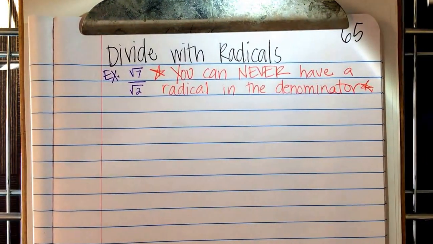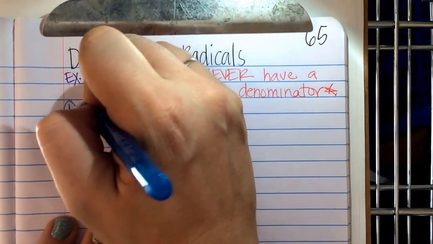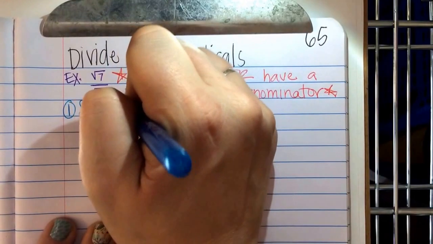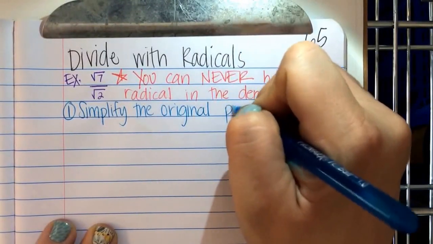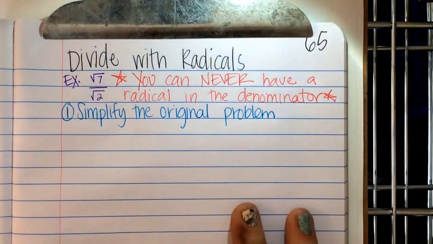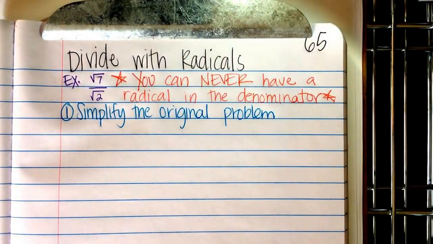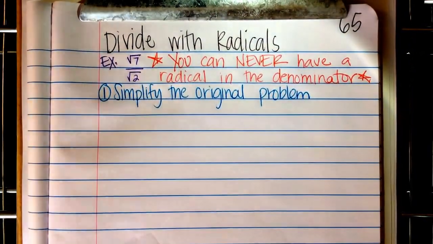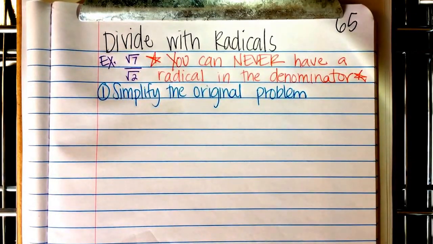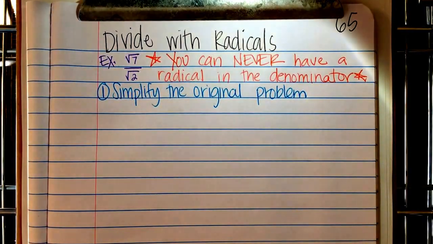So, 3 easy rules. Are you ready? The first thing you should look to see is, can you simplify the original problem? Maybe you can't. It's been known to happen. Maybe you can't simplify the original problem. Can you simplify 7 over 2? No. I'm done. I can't do this. But maybe you can, and it'll make life easier.